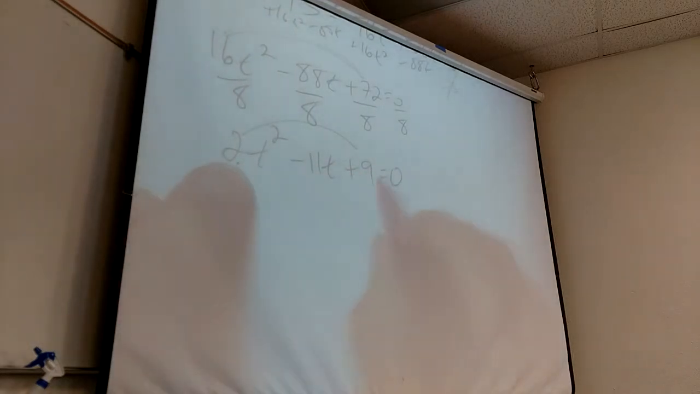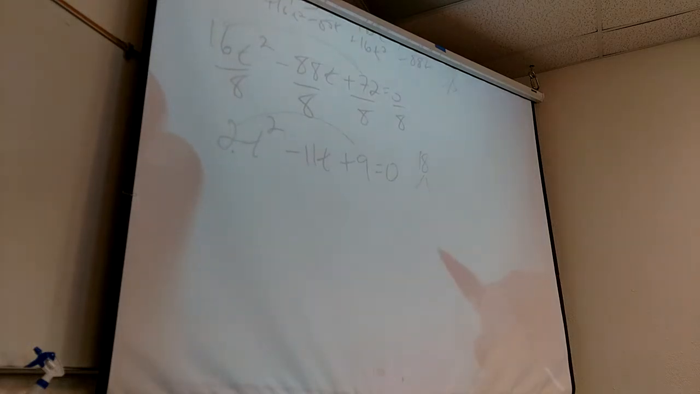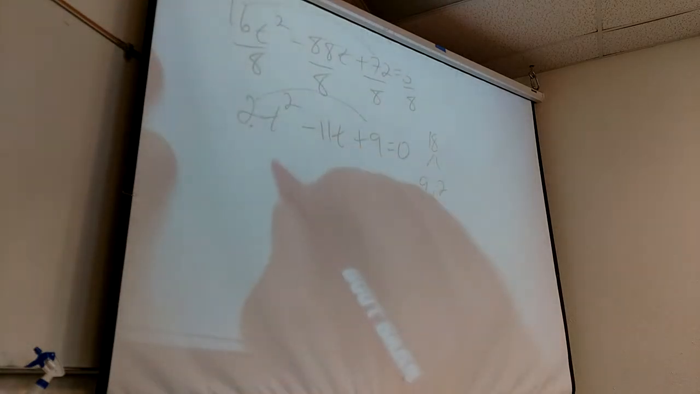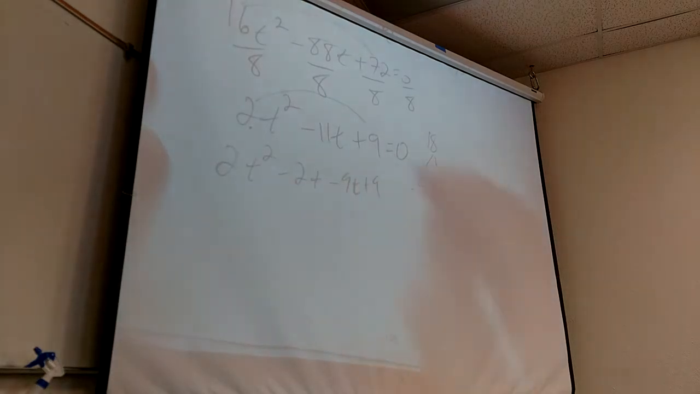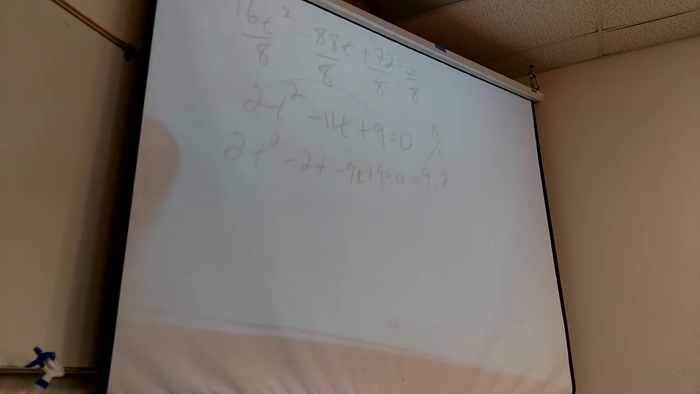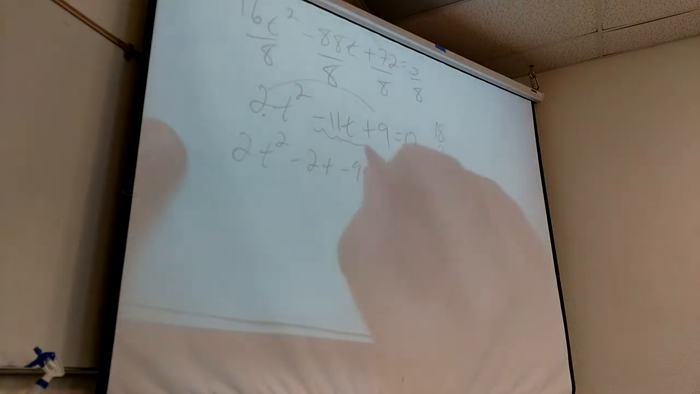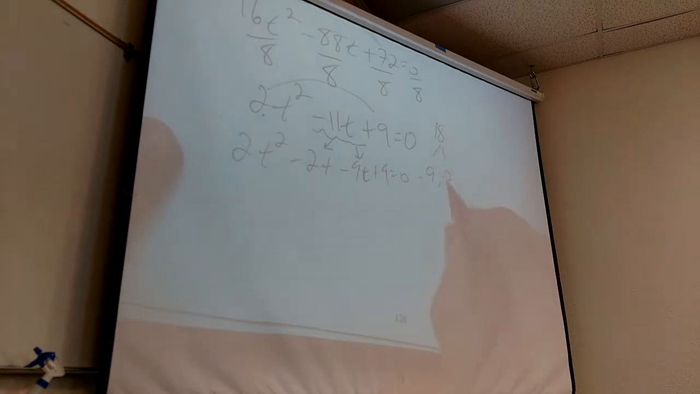So 2 times 9, 18. The factors are staring you in the face. 9 and 2, but they both have to be negative. So it kind of makes sense to do them like this: 2t squared minus 2t minus 9t plus 9. Put the 2's and the 9's. Doesn't really matter. So I took the 11t and I split it up using the numbers that work.